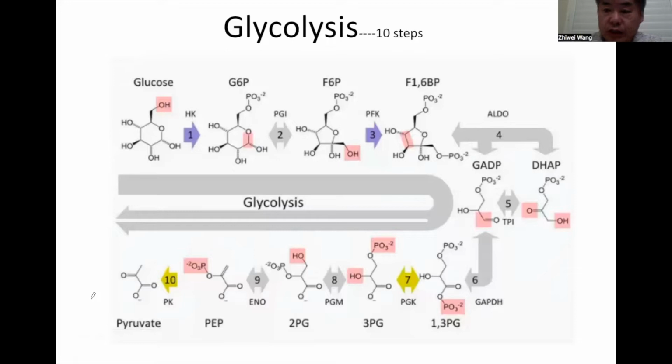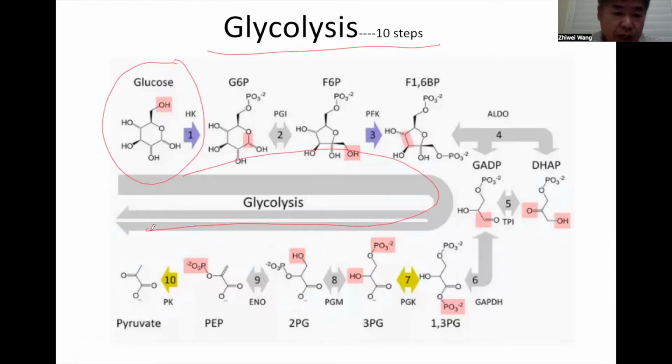We know that glycolysis is a 10-step reaction, and it happens in the cytoplasm. From one glucose molecule, when it goes through these 10 steps, it ends up with this molecule called pyruvate. It's a 3-carbon molecule. So from one glucose molecule, you end up with 2 pyruvate molecules. So that's important to remember. Okay, 10-step reaction. With one glucose molecule, you have 2 pyruvate molecules produced.